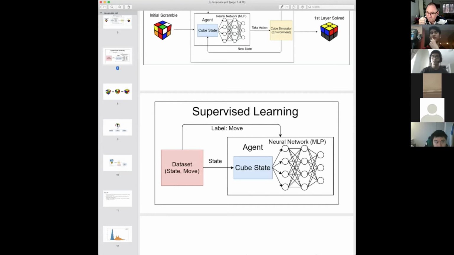Oh, Tony, I think Professor Rose is wondering why we didn't use supervised for the whole. I'm not asking why you didn't. I'm just asking you to speculate. Could you use supervised learning for the whole problem? You could, but I believe the solutions would be less efficient.